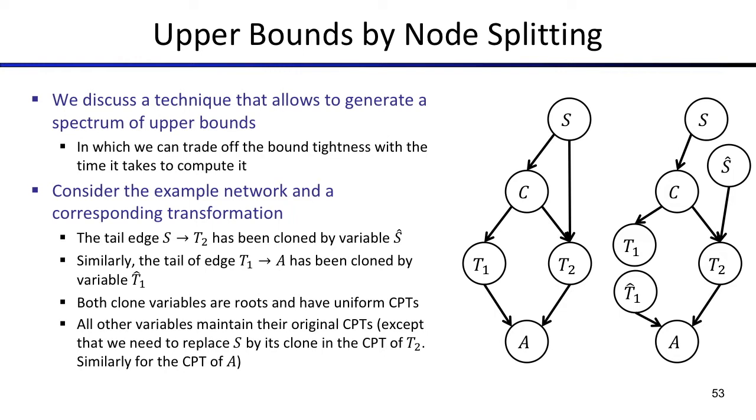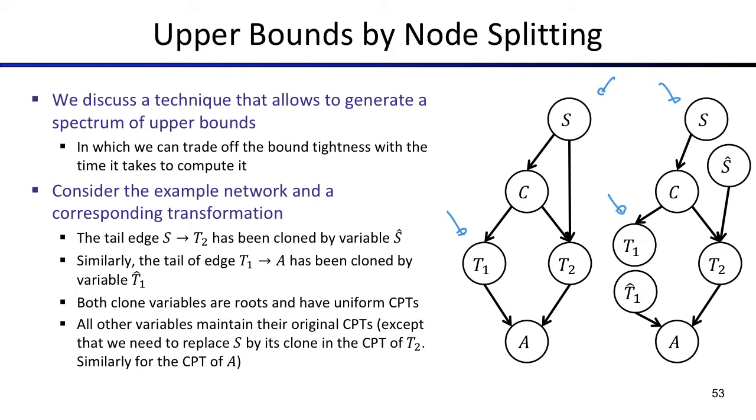Basically, we are taking some nodes and splitting them, as we did here with the S node and also with the T1 node. When we split nodes, we are reducing the tree width of the network because we are eliminating loops, right? So we know that the tree width of a network can increase because of two main factors. The first one is the number of parents that we have for a node, and this factor we cannot change using node splitting. But the second one is the presence of loops, and we can eliminate loops by splitting nodes.